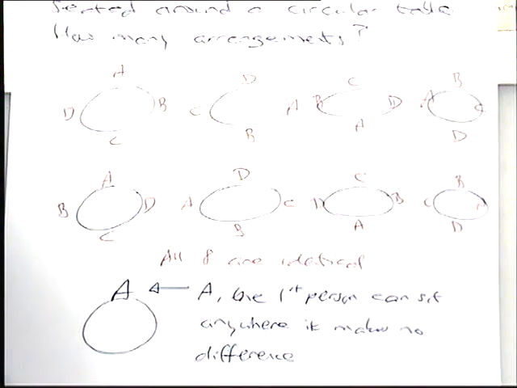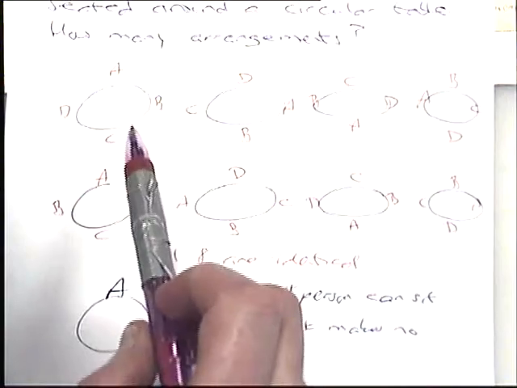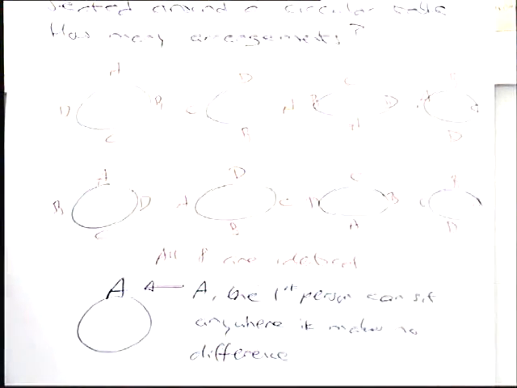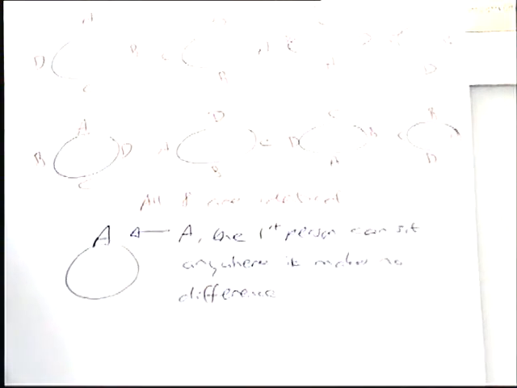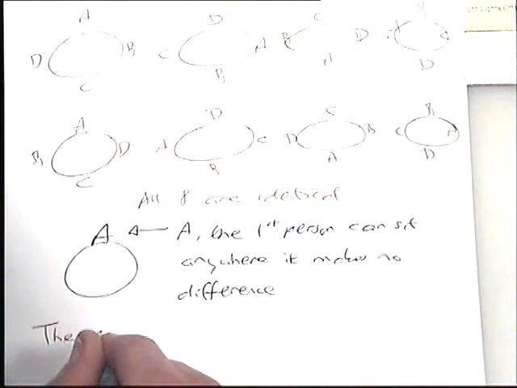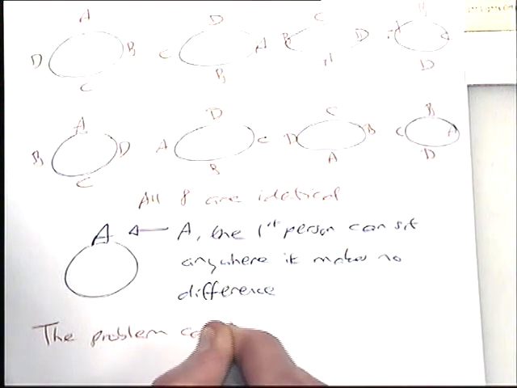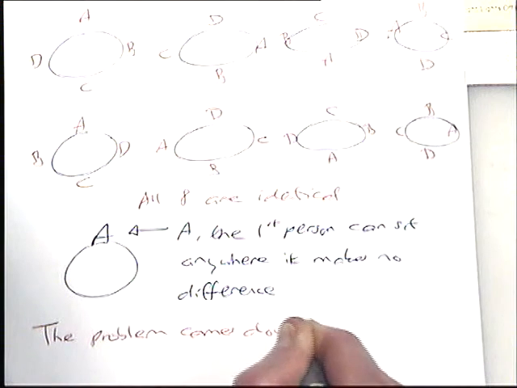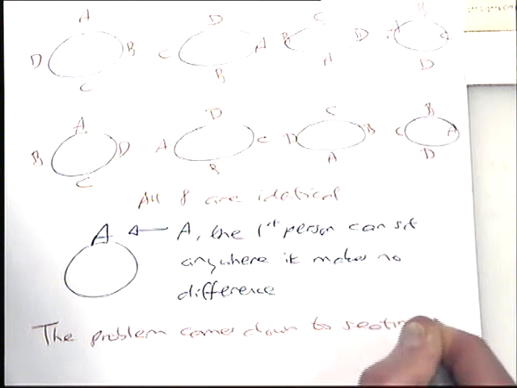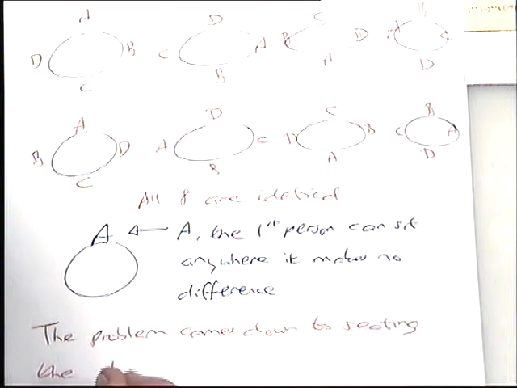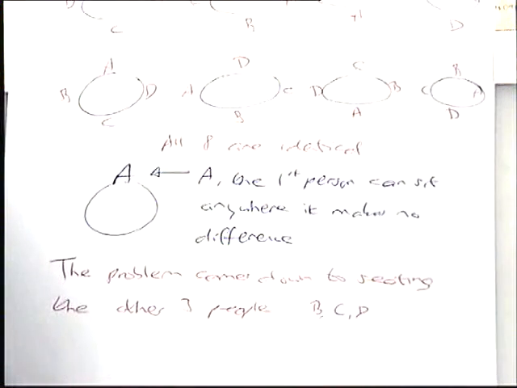If you think about it at the moment, if A sits here, you could just turn these around and you're going to get 4 the same, really. So the problem that you are left with comes down to seating the other 3 people, B, C and D. How many ways can B, C and D be sat? 3 factorial ways.